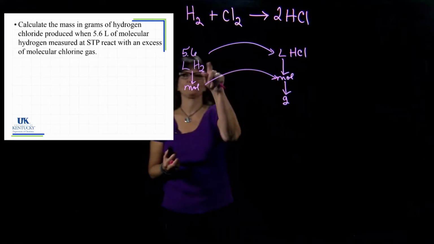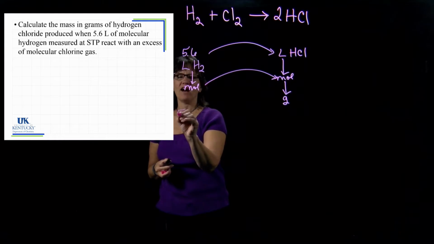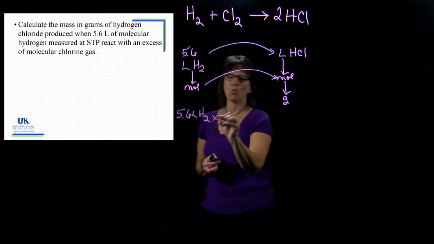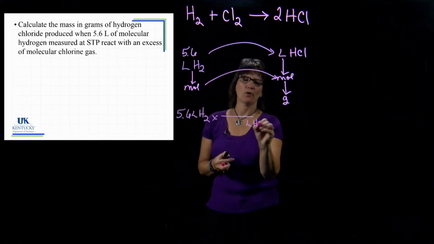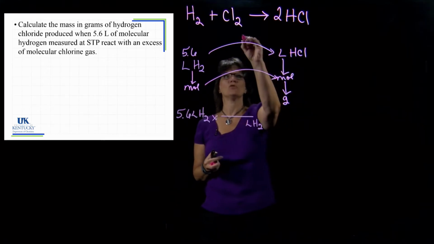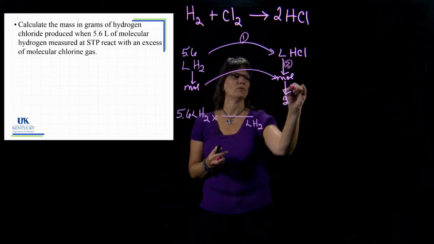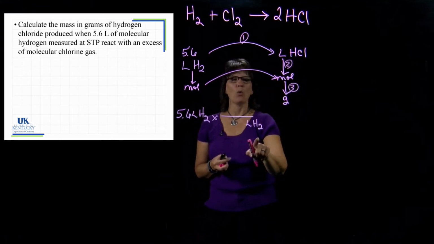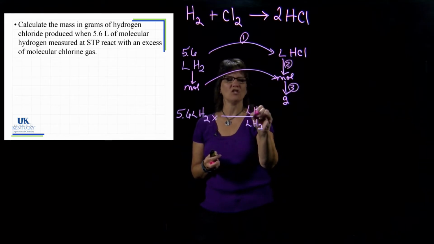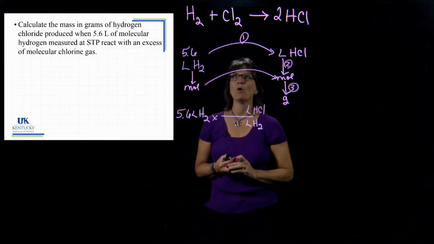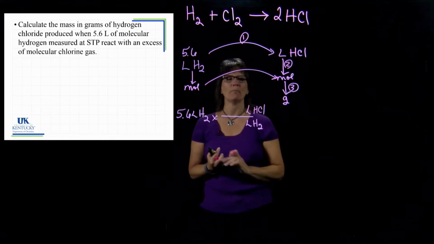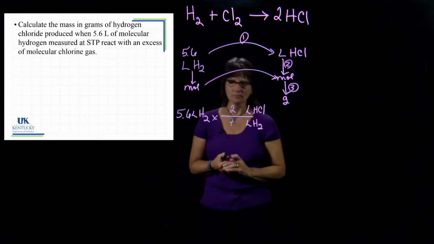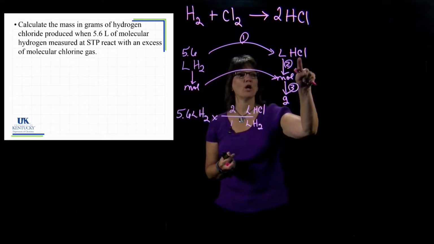All right, so we have the 5.6 liters of hydrogen. I don't want liters of hydrogen. I'm going to go across that top bridge, so I'm choosing to do this route 1, 2, and 3. I'm going to go across that bridge, and I am going to go to liters of HCl. And since they are both gases, I use the coefficients of the balanced equation. I put a 2 here and a 1 here. And then I'm ready to go to moles.